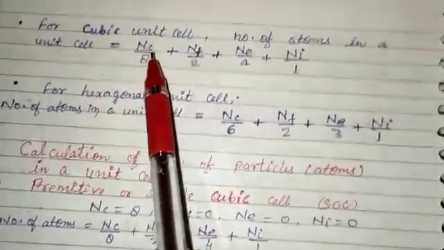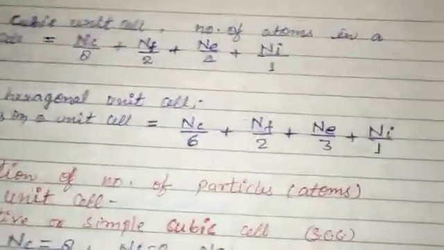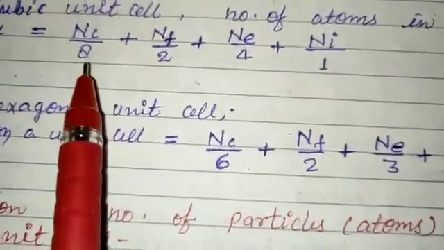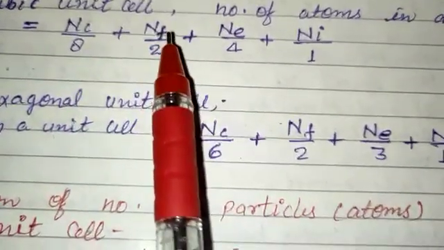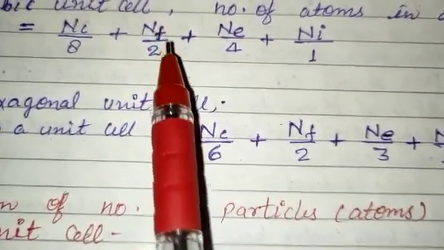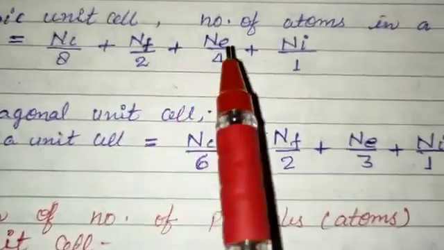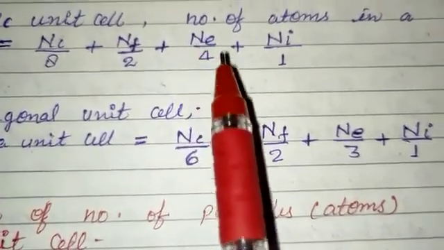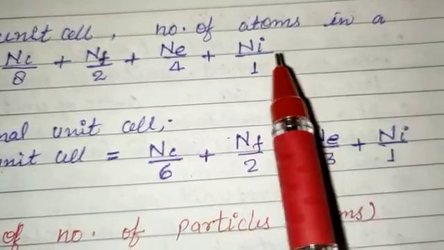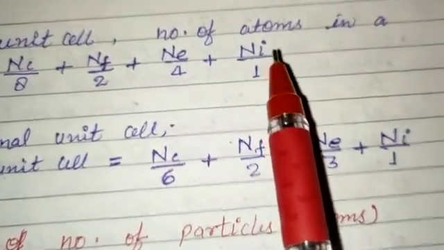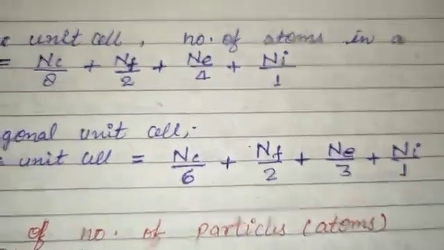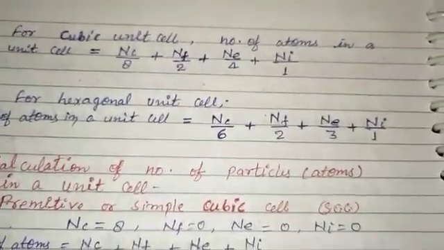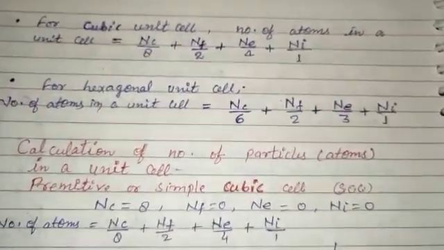The particles present at the corner, Nc, are divided by 8 because 1/8 part is inside the unit cell. The particles present at the face are divided by 2, Nf by 2, and particles present at the edge contribute 1 by 4, Ne by 4, and particles present inside the cell, Ni, are divided by 1. This is the simple formula to calculate the contribution of atoms to a particular unit cell.